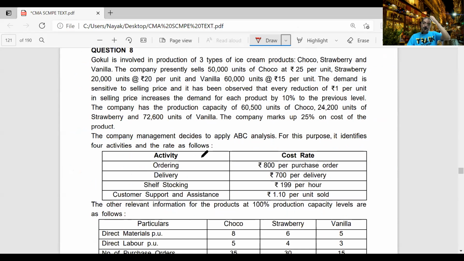Question number 8 has been asked in the examination at CMA level as well as the CA level. Both the CA final and CMA final, it has been asked. So important type of question.